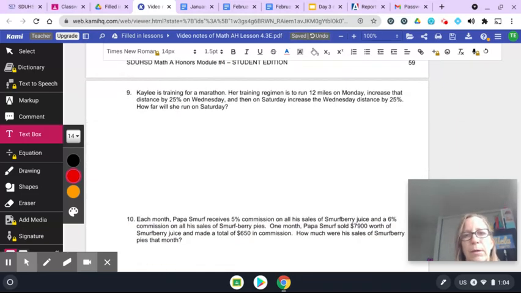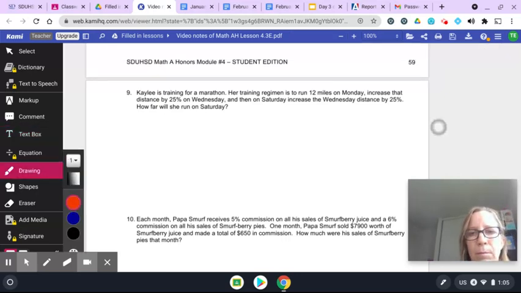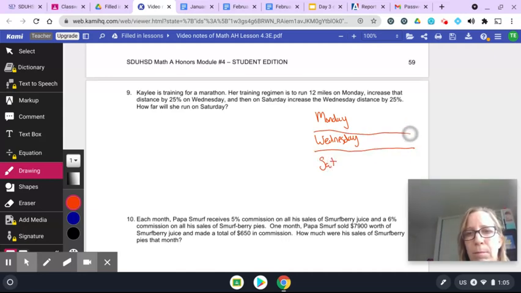Kylie is training for a marathon. Her training regimen is to run 12 miles on Monday, increase that by 25% on Wednesday, and then on Saturday, increase Wednesday's by 25%. How far will she run on Saturday? Again, maybe you want to organize. That might be good. So we got Monday, Wednesday, and then we have Saturday. And we're running some miles.